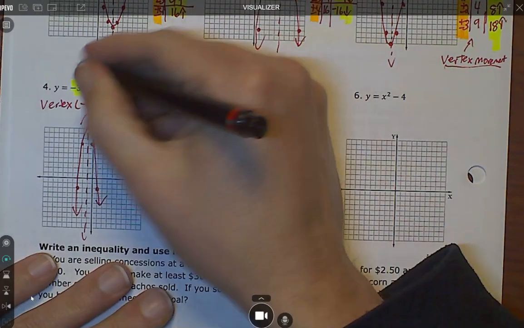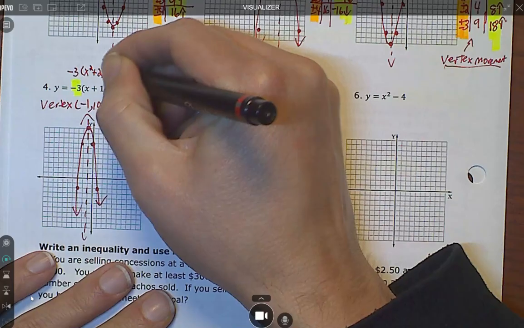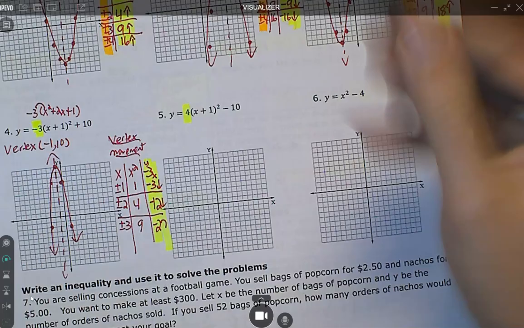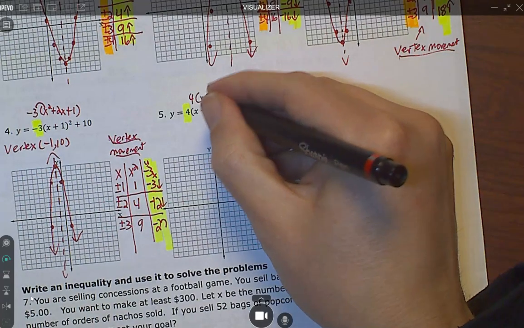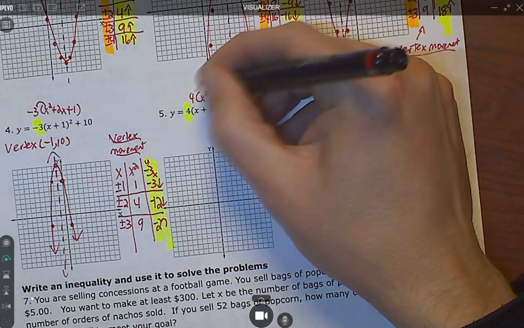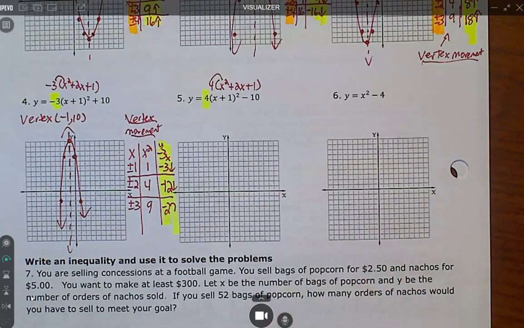And again, this is negative 3 times x squared plus 2x plus 1. So you can see that's why you got to do negative 3x. And this is 4x plus x squared plus 2x plus 1. So we're multiplying the x term technically by 4. So see if you can do this one by yourself.